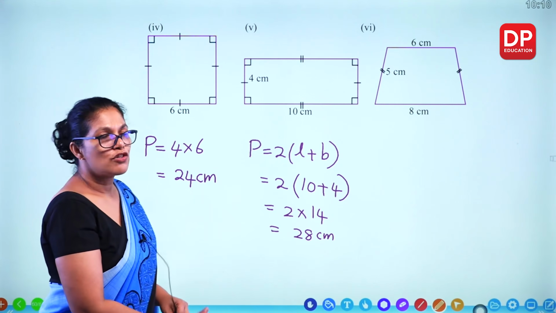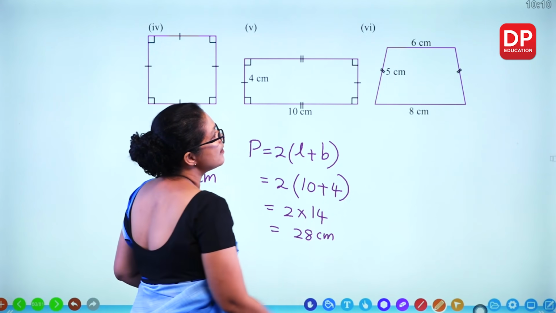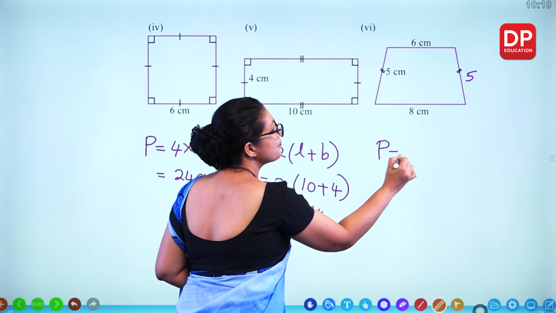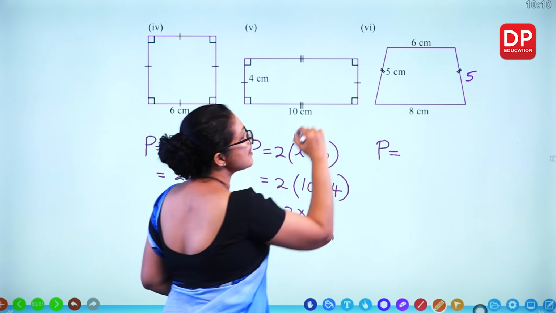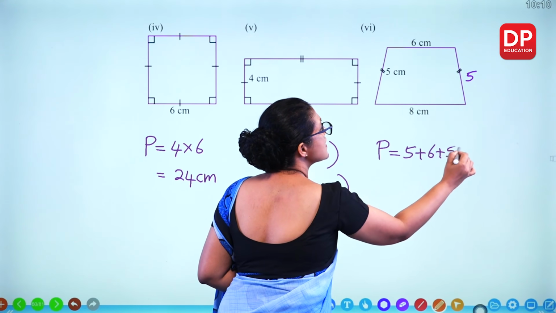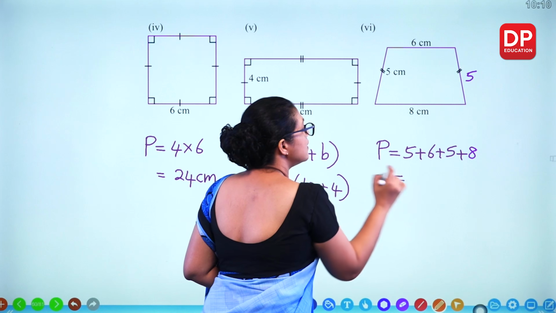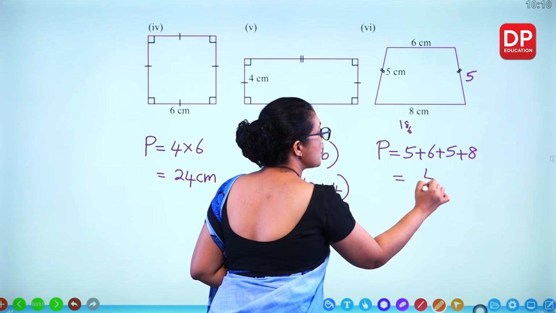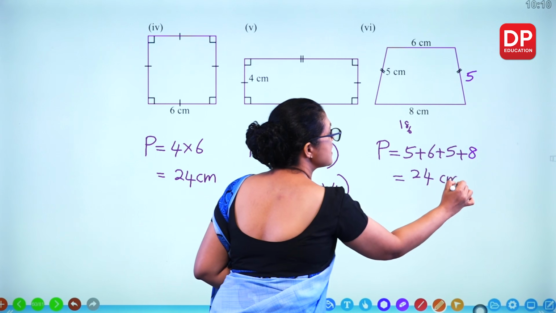What's the shape here? Trapezium. This is 5, this is also 5. So what's the perimeter? Just add all the lengths. 5 plus 6 plus 5 plus 8. 10, 18 plus 6, 24 centimeters.